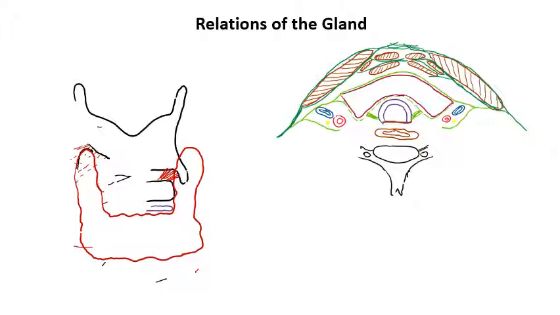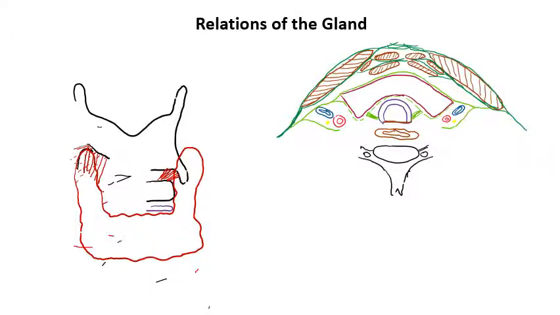And also arising from the oblique line is the sternothyroid muscle. So sandwiched between the inferior constrictor muscle and the sternothyroid muscle is the apex of the gland.